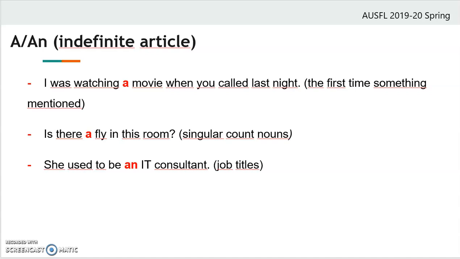Indefinite means not specific. In the first sentence, we see that we use an indefinite article when we talk about something for the first time. I was watching a movie when you called. We also see indefinite articles before singular count nouns. Is there a fly in this room? We also use indefinite articles before job titles. She used to be an IT consultant.